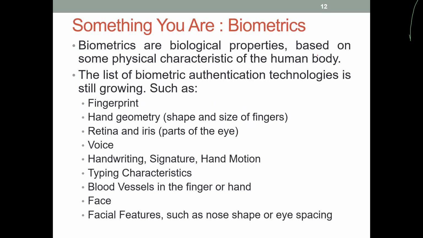Okay, previously we discussed something you know. Now we will move to something the user is, which is biometric security features. As a human body, we have some unique features. By using those unique features, we can implement passwords. We can call those biometric features. Biometrics are biological properties based on physical characteristics of the human body. The human body has unique characteristics, and those we call biometric features. By using those biometric features, we can develop authentication.